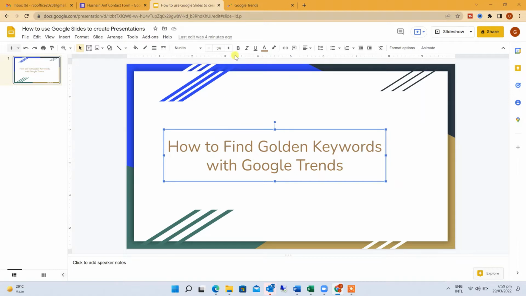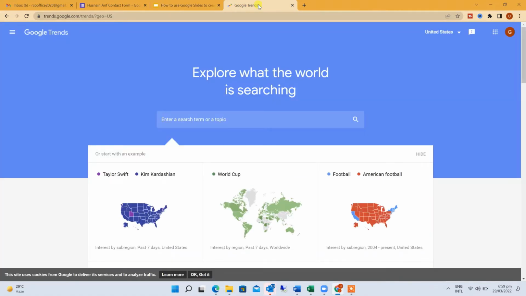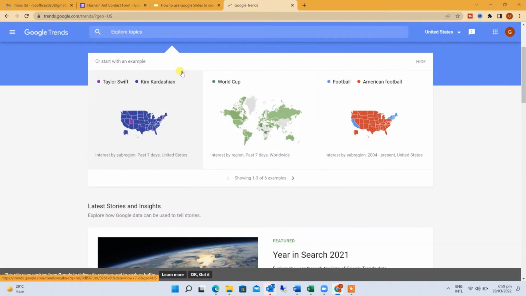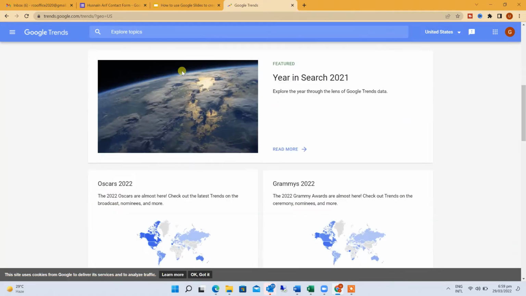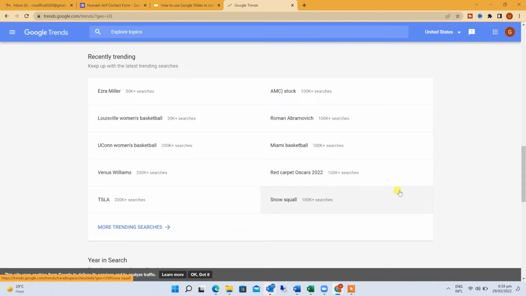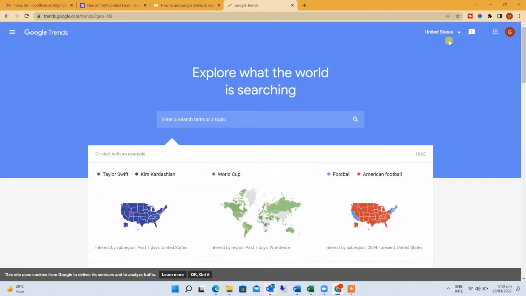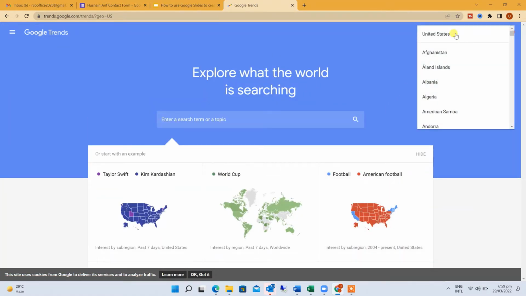So let's get started. First of all, you need to visit trends.google.com, and at the home page you are going to see lots of queries already being shown to you, and from here you can change the geolocation and select the country for which you want to find interesting keyword ideas, and that can help you bring in interesting keywords for your content.